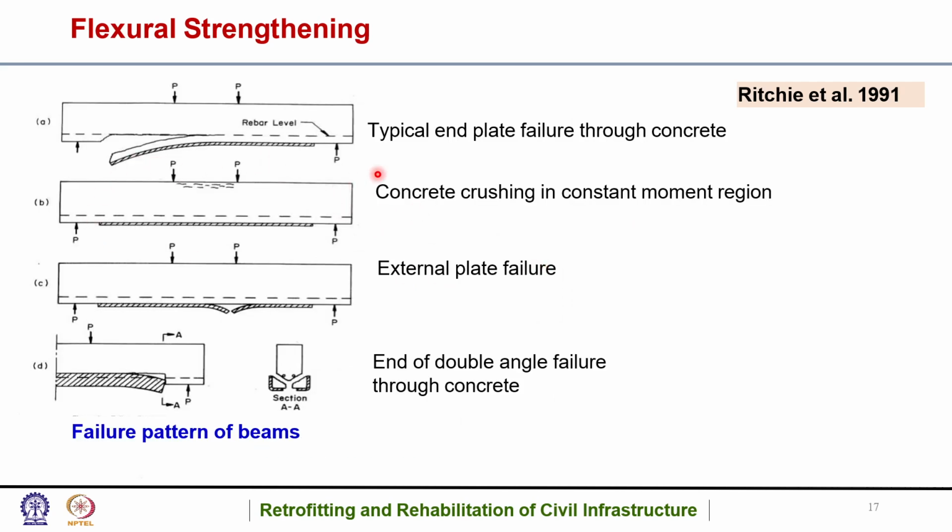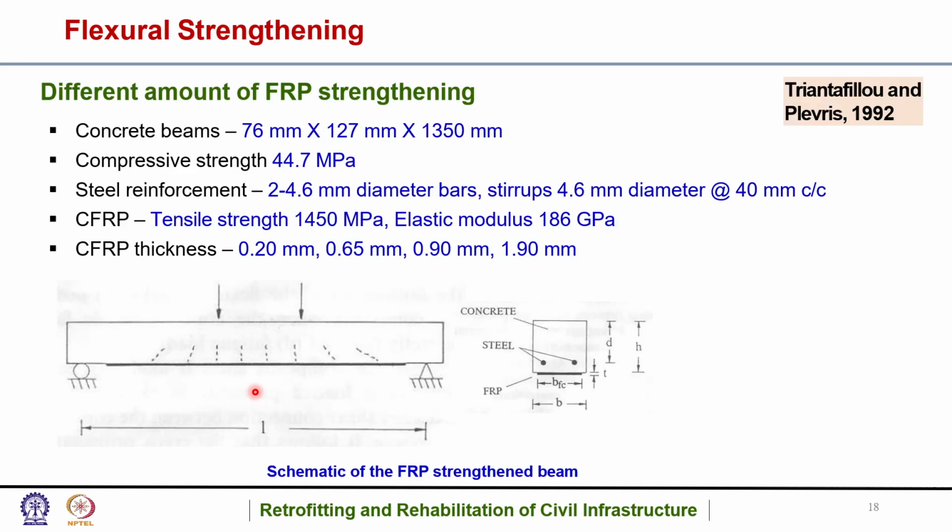So this is a typical plate failure through concrete. This is the concrete crushing in constant moment region. And this is the external plate failure. And this is the end of double angle failure through concrete. Okay, so these are the various failure patterns of beams.